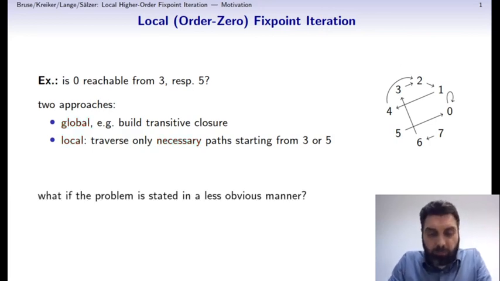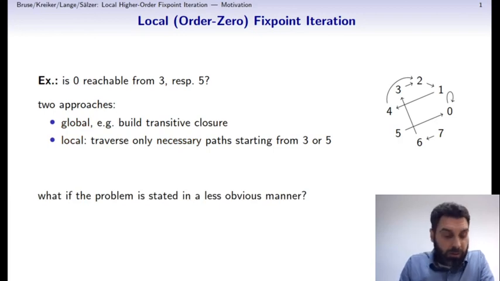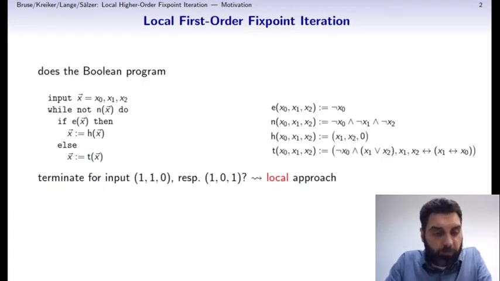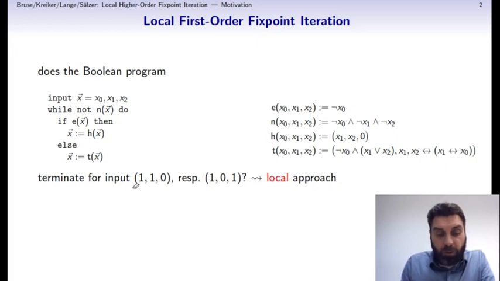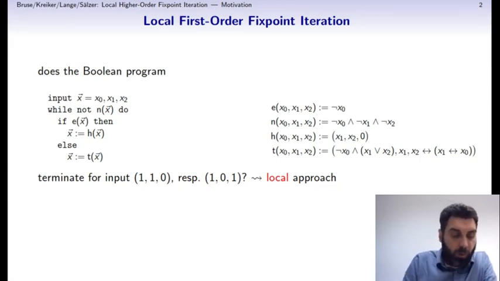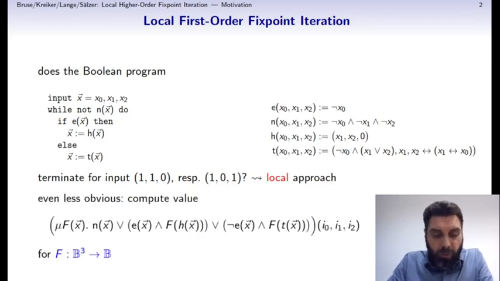So this problem can also be stated in a less obvious manner. For instance, given this Boolean program here with 3 Boolean inputs, we want to know, does it terminate when you feed into it 1, 1, 0? This is actually exactly the same problem as the one before. It's just stated in a different way. Or I can even state it in an even less obvious way.